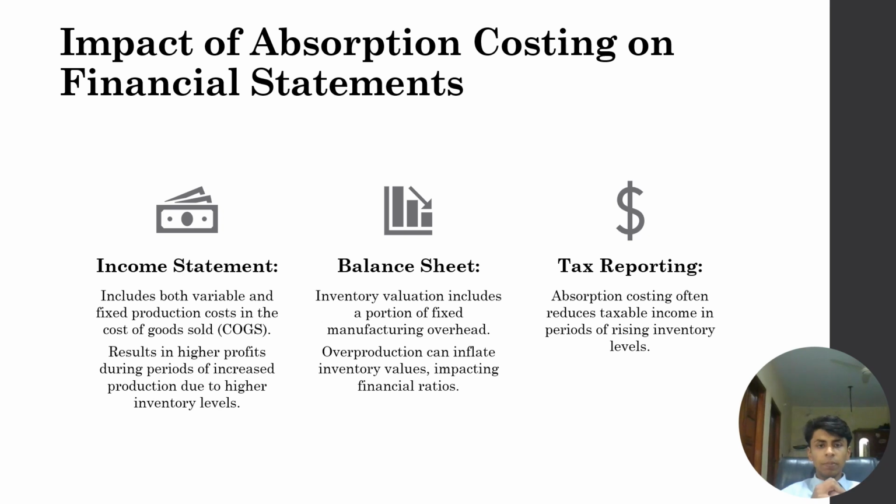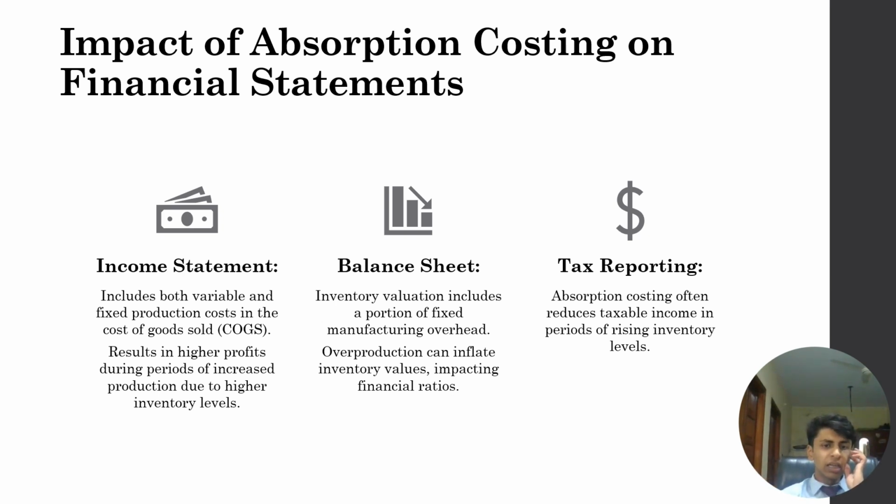Now, talking about the impacts of absorption costing on the financial statements. First of all comes the income statement. In absorption costing, a portion of fixed manufacturing overhead is included in the inventory costs. This means that when the inventory level increases, some of the fixed overhead costs are deferred to future periods, resulting in higher profits. Conversely, when the inventory level decreases, fixed costs are expensed, which reduces the profits.